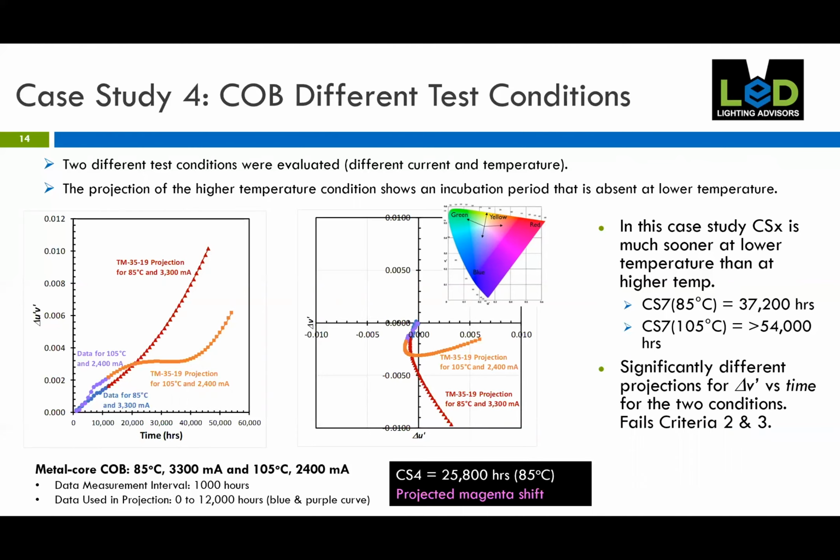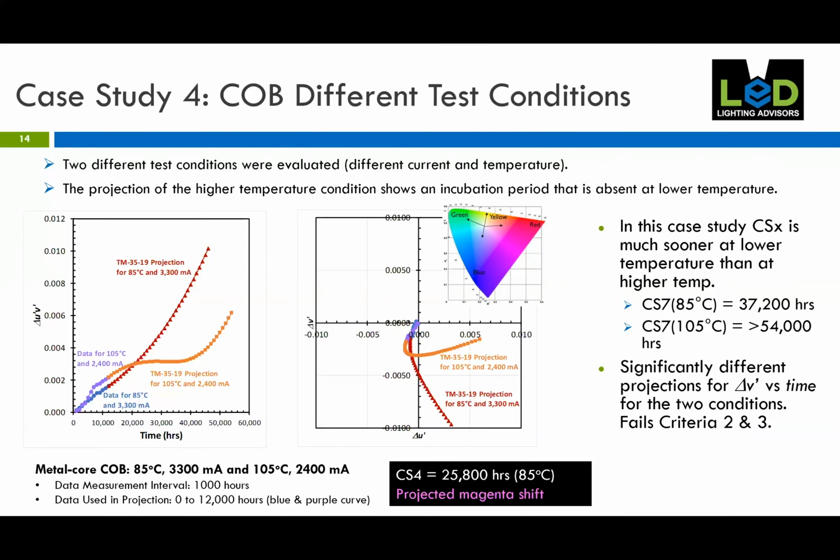In this study, the CS4 and CS7 lifetimes projected by the model in the red and orange curves respectively showed a much sooner occurrence at the lower temperature. So you're reaching these color shift thresholds much faster at lower temperature than you are at higher temperature, which is not consistent with what we typically see with the physical degradation mechanisms. So in this particular case, this data set fails our criterion 1 for the study. It's not a conservative estimate of color shift thresholds.